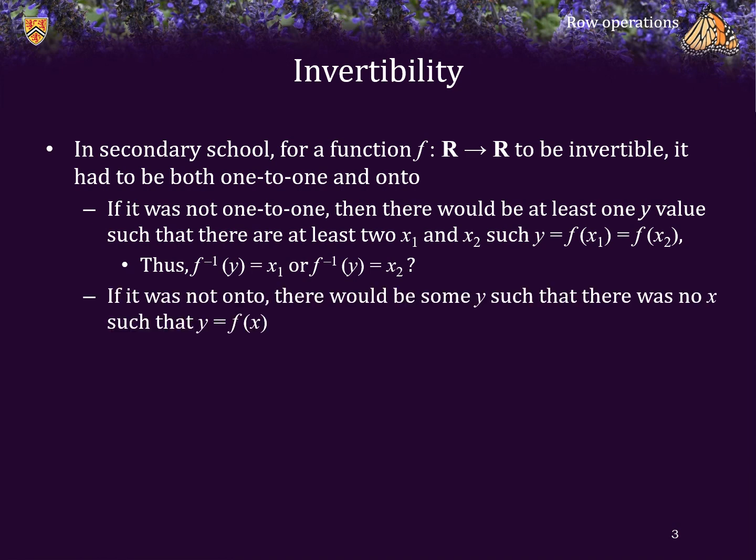If the function was not onto, there would be some y values such that there was no x value such that y is equal to f of x. And therefore, for some values, it's not even defined. All right. So thus, a function had to be one-to-one and onto. You could find the inverse of, for example, x cubed, which is the cube root of x.